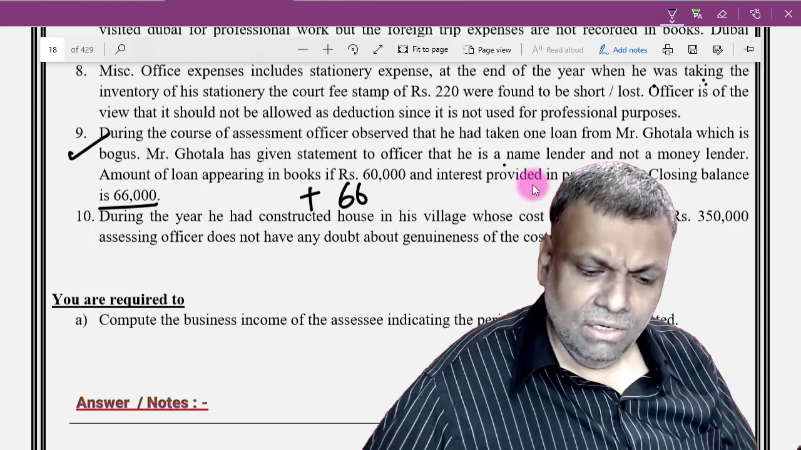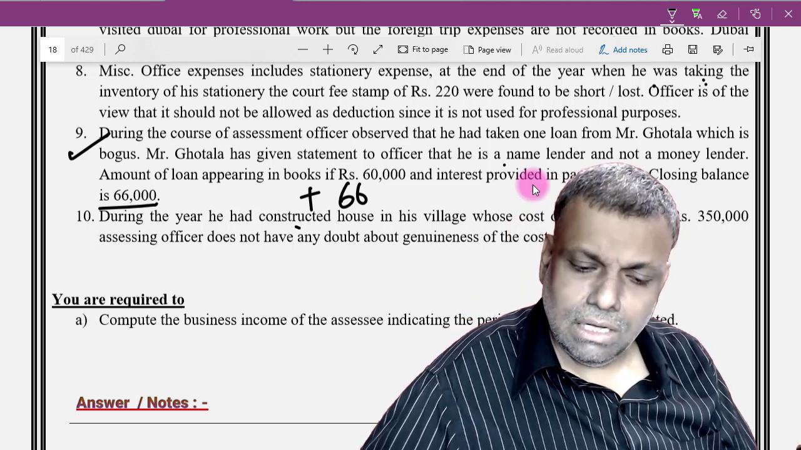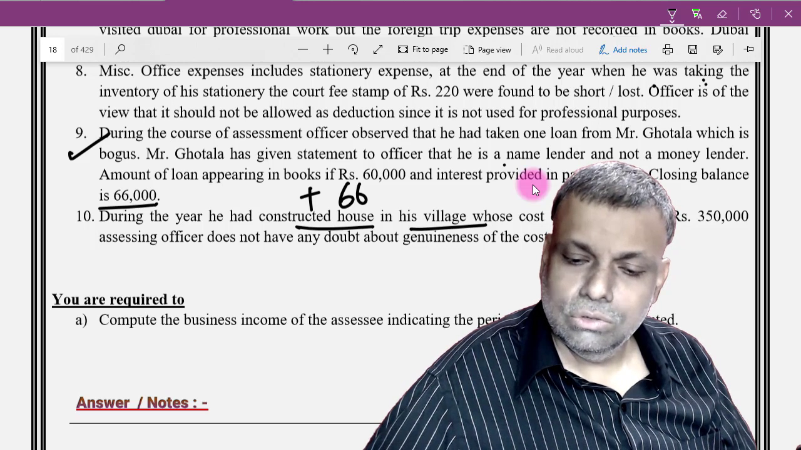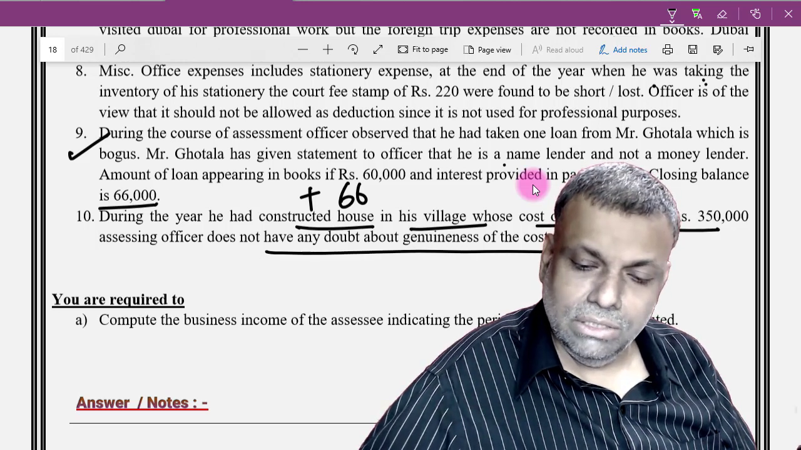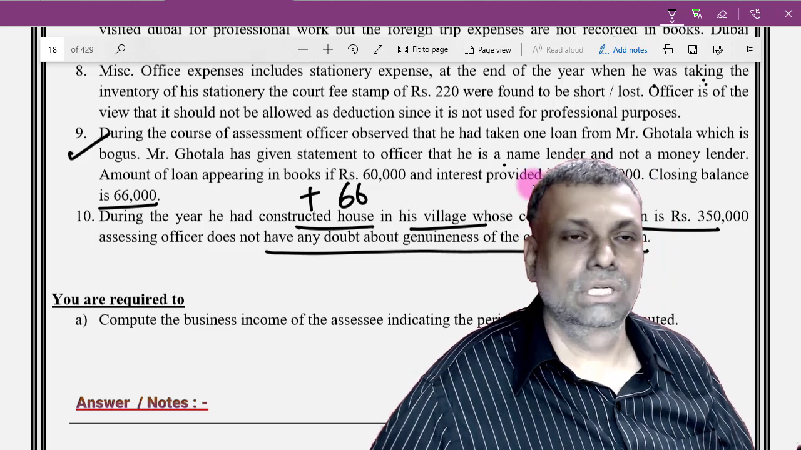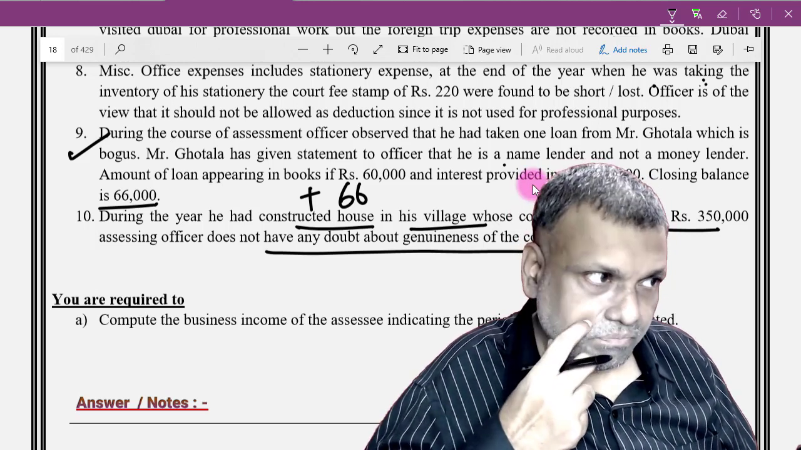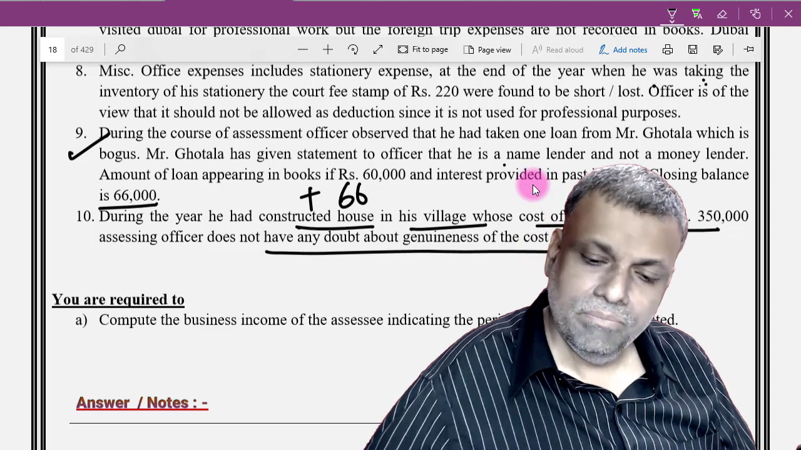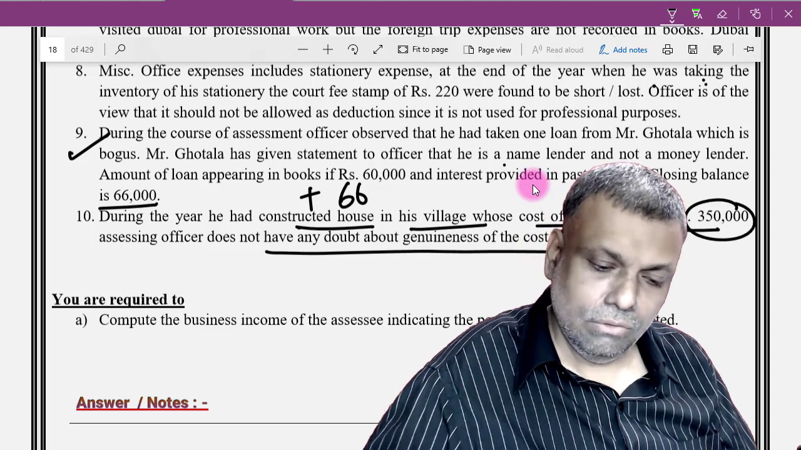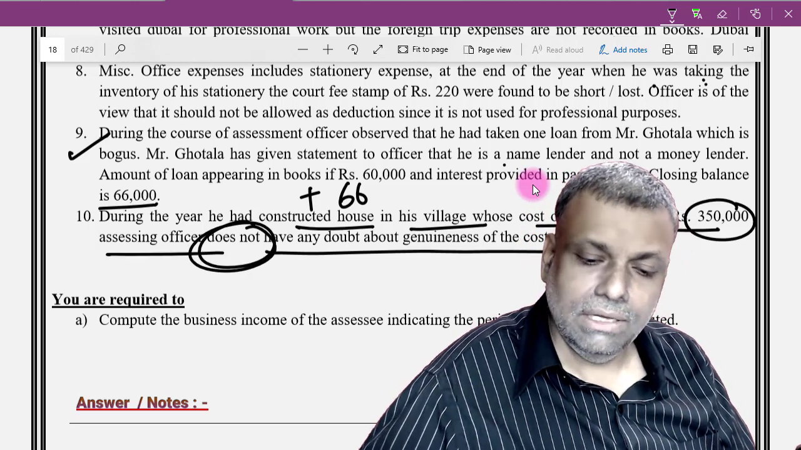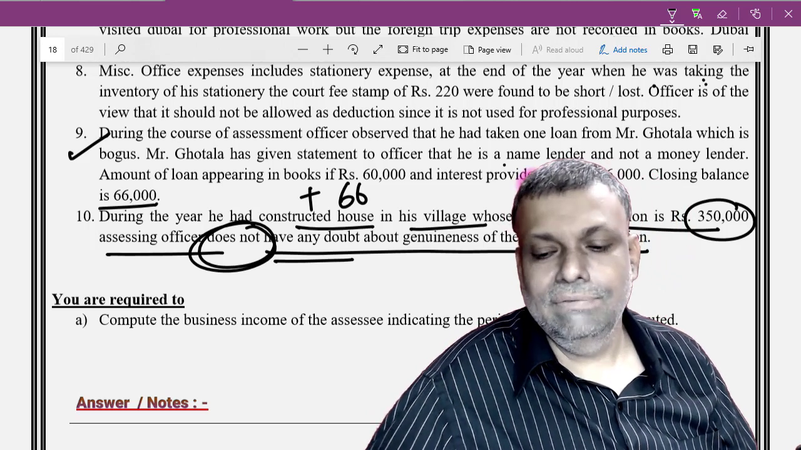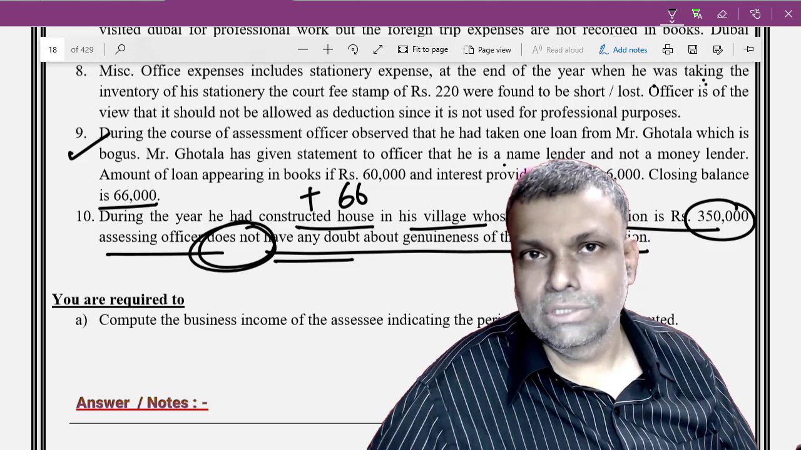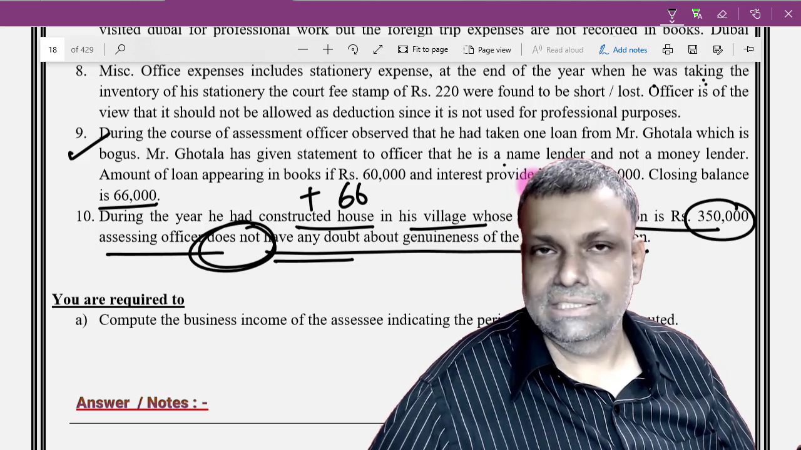Point number 10. During the year, he had constructed a house in a village whose cost of construction is 3,50,000. The assessing officer does not have any doubt about the genuineness of the cost of construction. Okay. So the cost of construction is 3,50,000. The officer does not have any doubt about the genuineness of the cost of construction. So in fact, this 3,50,000 is in the situation of section 69, 69A, etc. Okay.